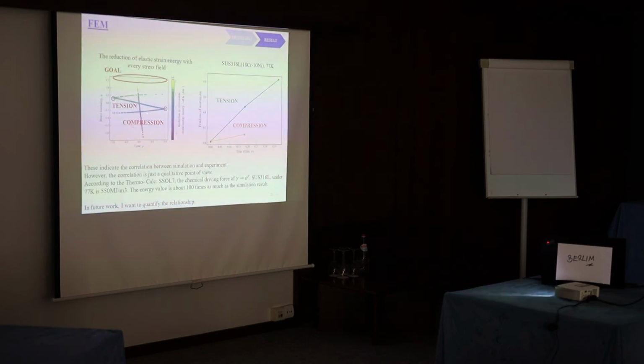And this is the result of it. Let me explain how to see the graph. The x-axis shows the load parameter, and the y-axis shows the stress triaxiality, and the colors mean how much the potential energy is reduced. The lighter it is, the more reduction occurs. So, as a result, this indicates the correlation between simulation and experiment.